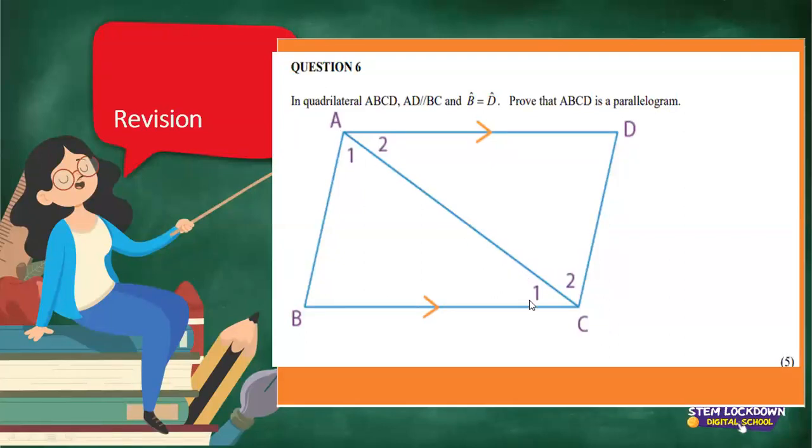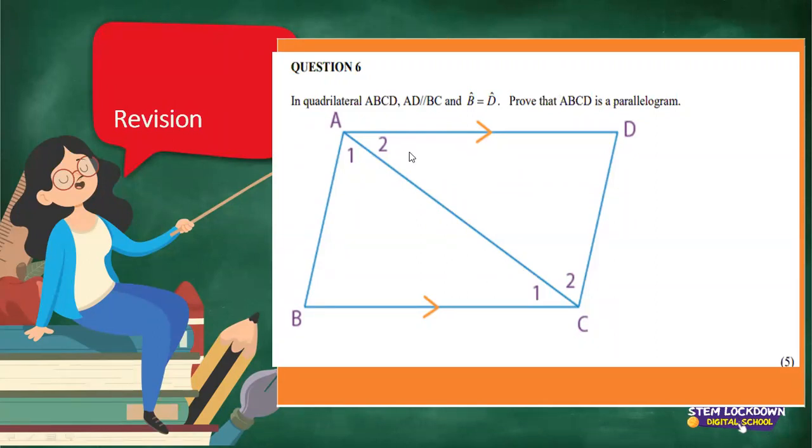If AC is common, then the AC for triangle ABC is the same as the AC for triangle ADC. Okay, so what can we say there now? We say this angle is equal to this angle, and this line is parallel to this line. So if this line is parallel to this line, what can we say about these two angles?